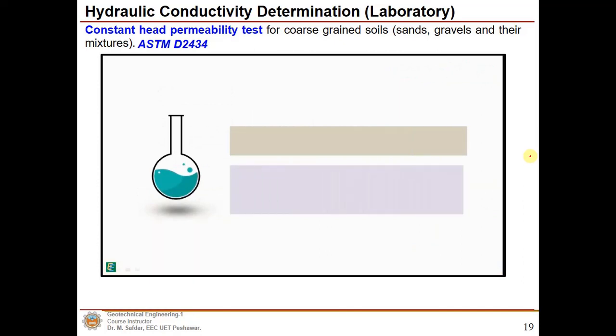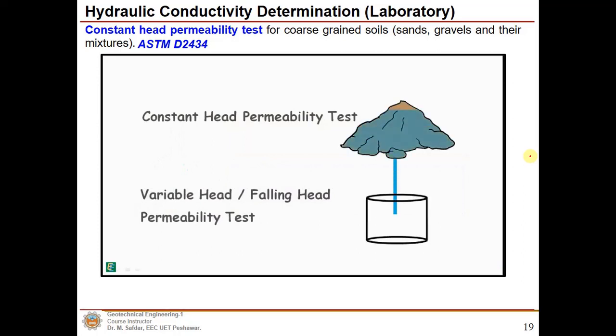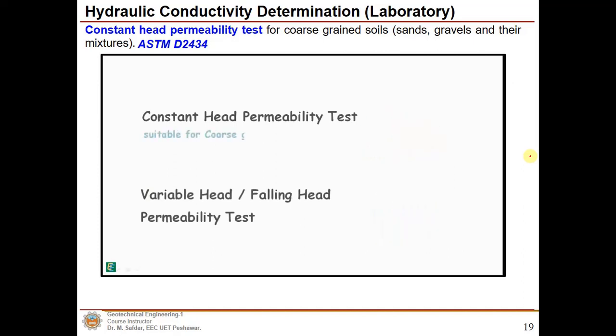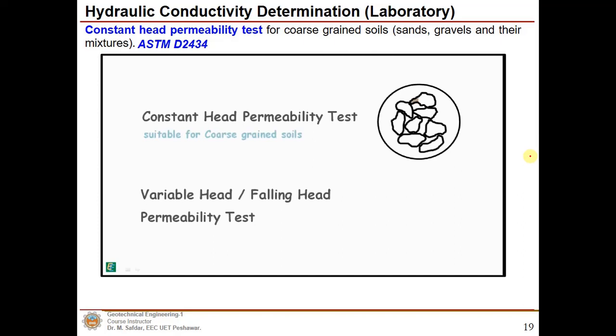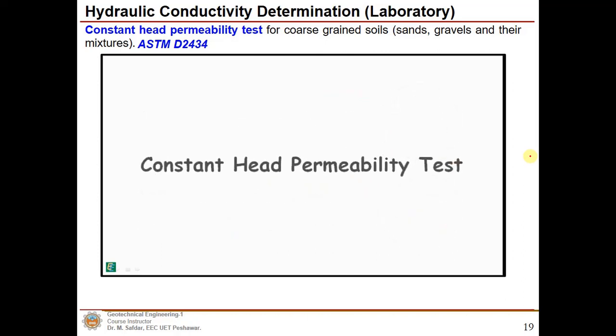In the laboratory, we employ two methods. One is the constant head permeability method and another one is the variable head or falling head permeability method. These methods measure the amount of water that goes through a soil sample in a fixed time interval. Constant head method is suitable for coarse grained soils, which are relatively more pervious because of their large voids, while variable head is more suitable for fine grained soils, which are relatively less pervious because of their poorly connected void structure. Let's discuss the constant head permeability method first.